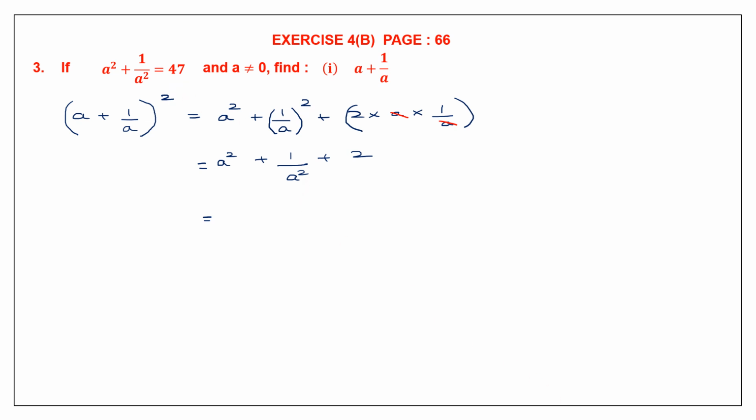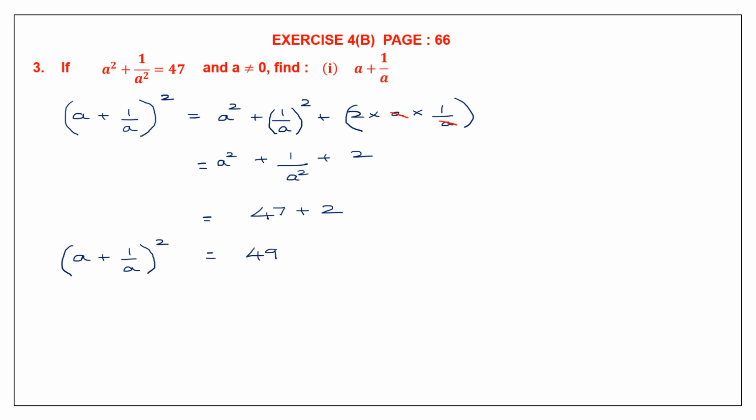So a square plus 1 by a square is 47. We're going to substitute for it and we're going to write, so here we have 47 plus 2. That means a plus 1 by a the whole square is, what we just found out, equal to 49.